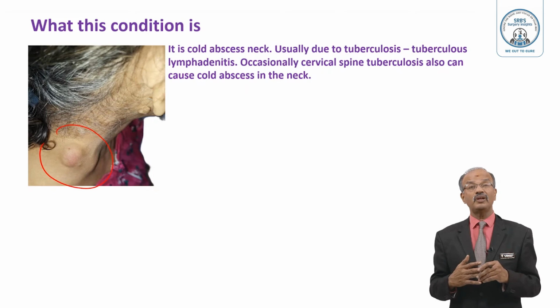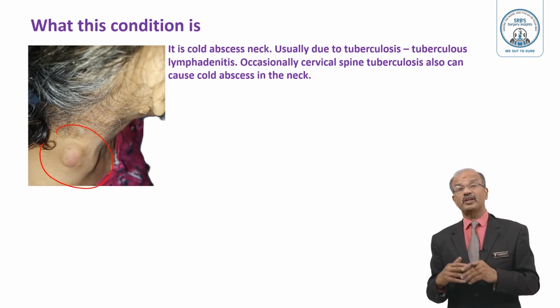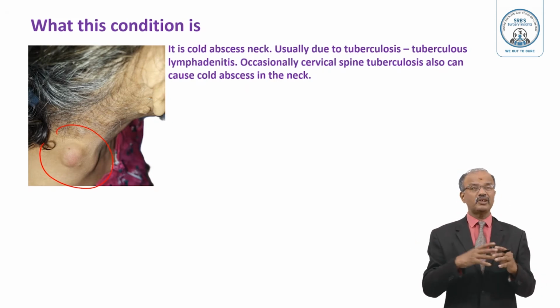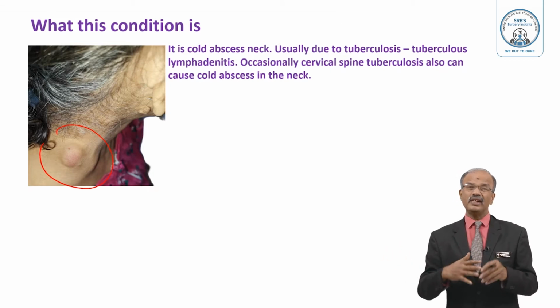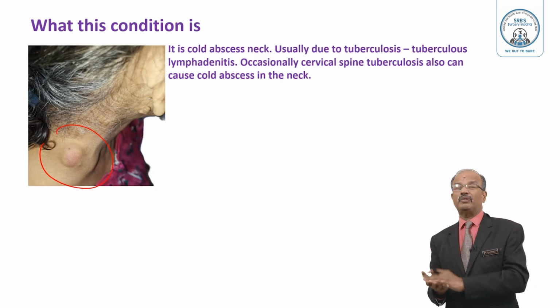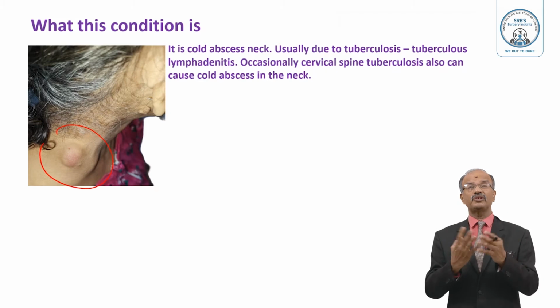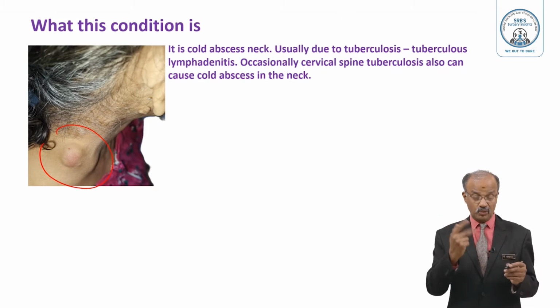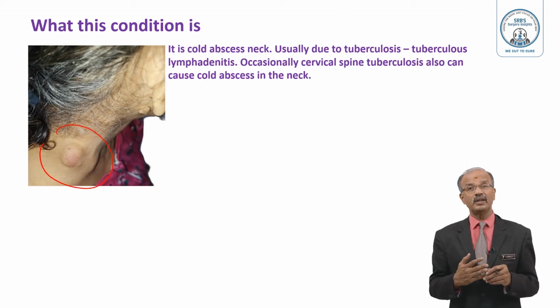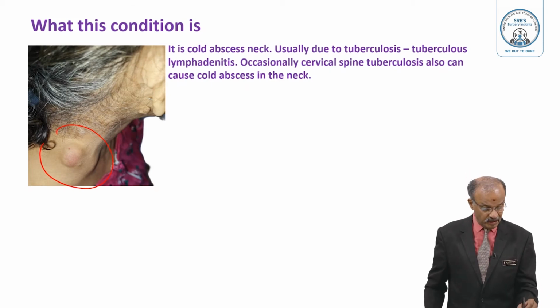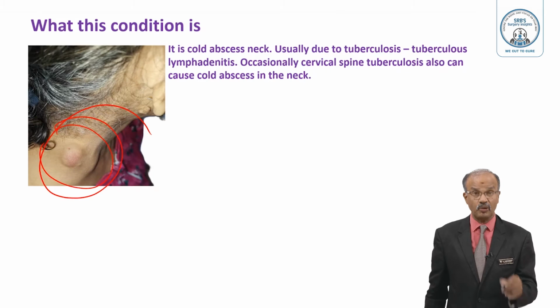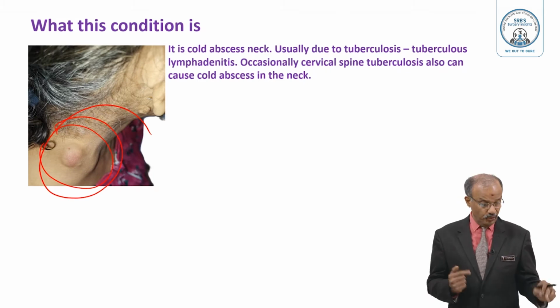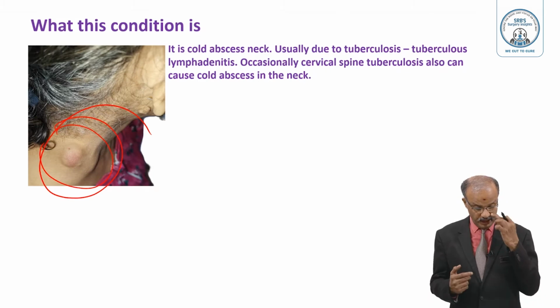So the staging is important, and the commonest type is also important: caseating type, hyperplastic, and one more rare type, the fibrotic type, where fibrosis occurs because of the reaction. Mainly 2 types, caseating and hyperplastic, rarely fibrotic. So these are the things you have to remember. A typical cold abscess, this is how exactly it looks, understood? So types I have told.